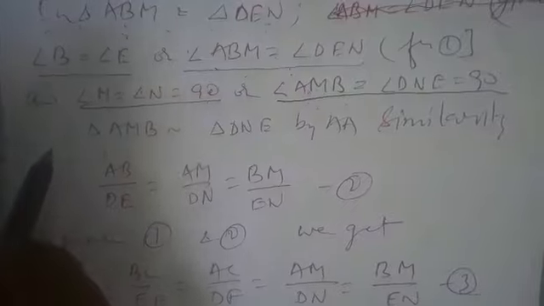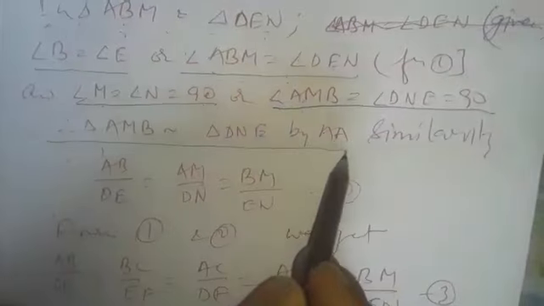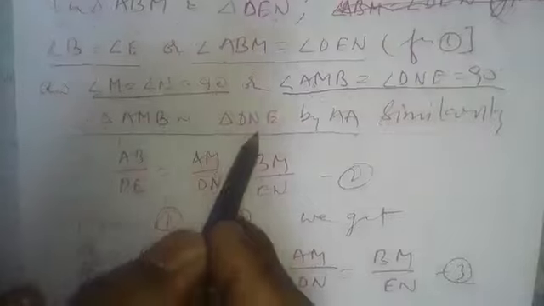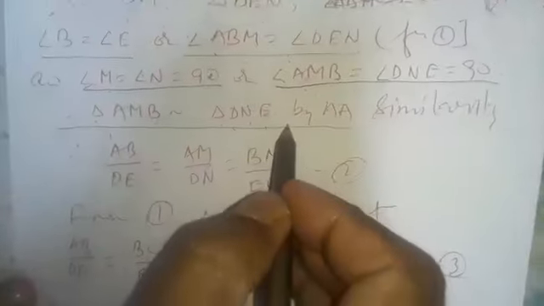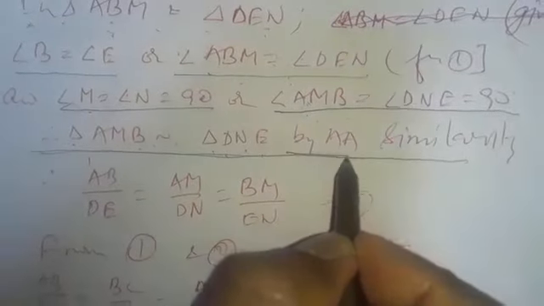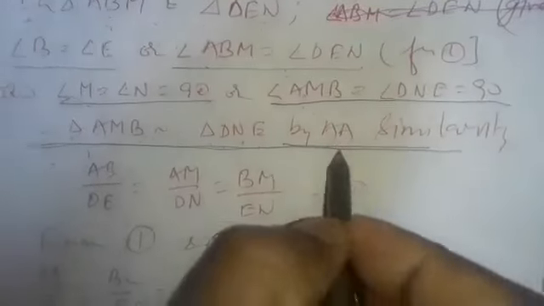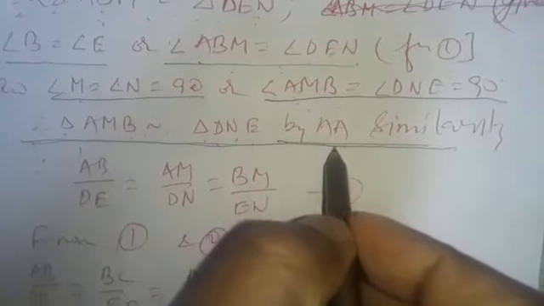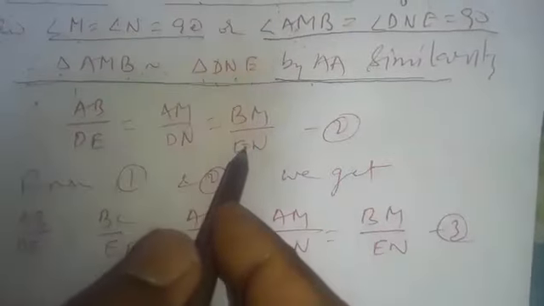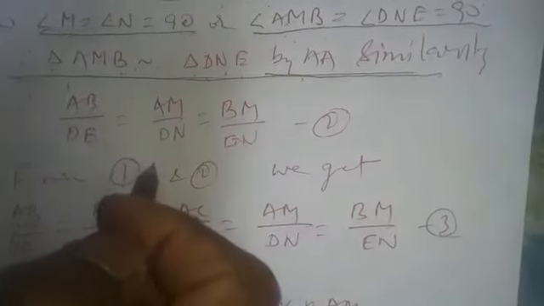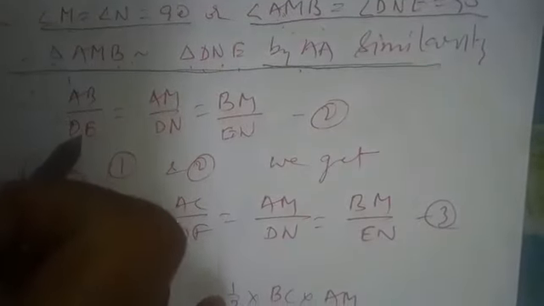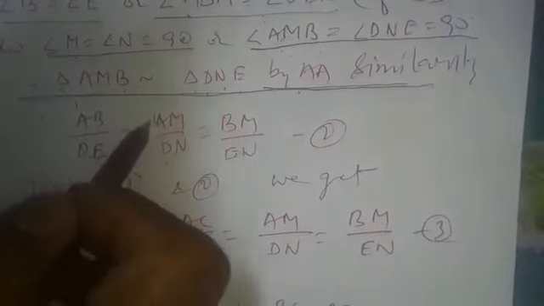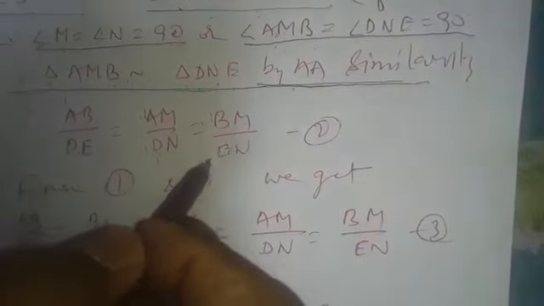And thus we can conclude that triangle AMB is similar to triangle DNE by AA similarity. So the triangles have become similar. On the basis of that, we can take the ratio of the corresponding sides by the corresponding parts of similar triangles. We find that the ratio of AB and DE is equal to the ratio of AM and DN, which is equal to the ratio of BM and EN.